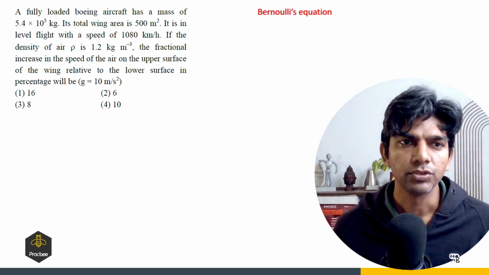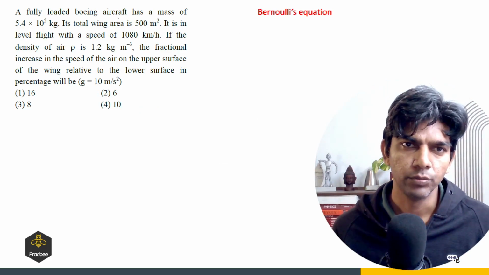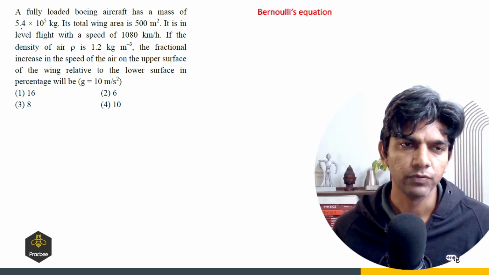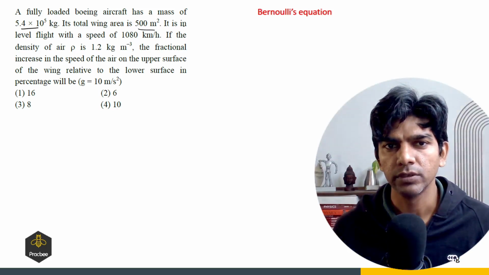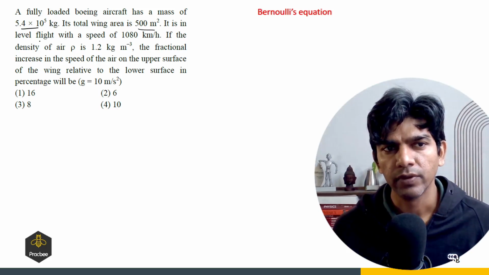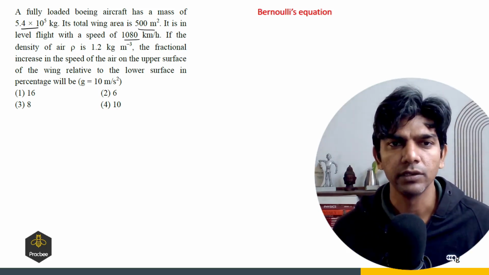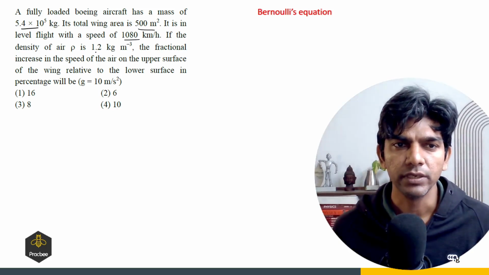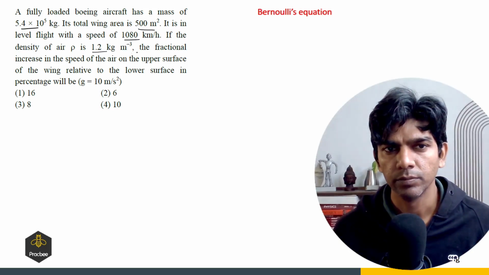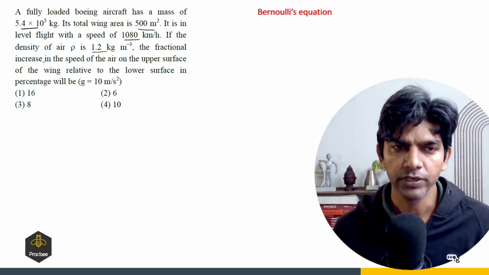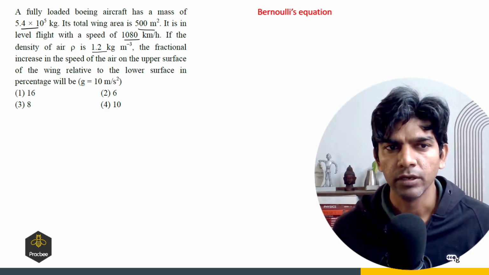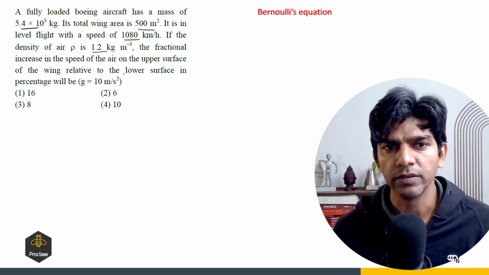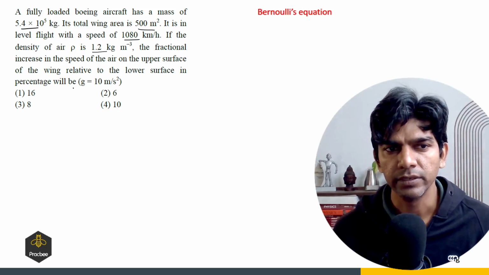Right, so let us say the next question based on Bernoulli's. A fully loaded Boeing aircraft has a mass of 5.4 into 10 raised to power 5 kilograms. Its total wing area is 500 square meter. It is in level flight with the speed of 1080 kilometers per hour. The density of the air is 1.2 kilogram per meter cube. The fractional increase in the speed of the air on the upper surface of the wing relative to the lower surface in percentage will be.